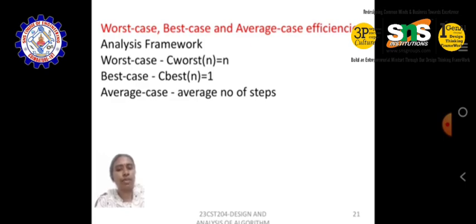And why it is important: it gives an upper bound on the algorithm's running time and is usually used to assess the efficiency of an algorithm in the worst possible scenario.